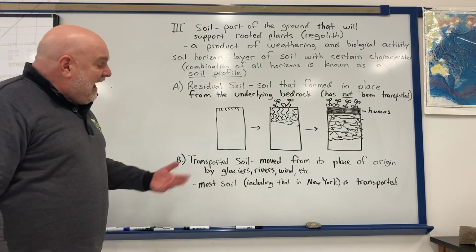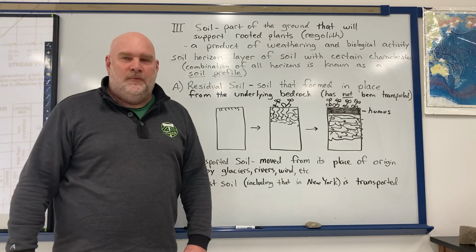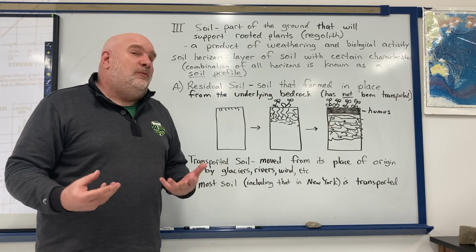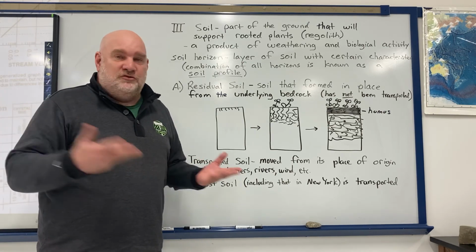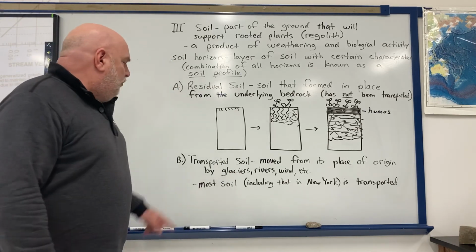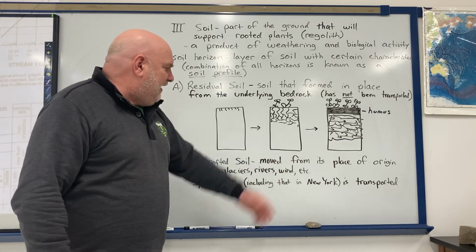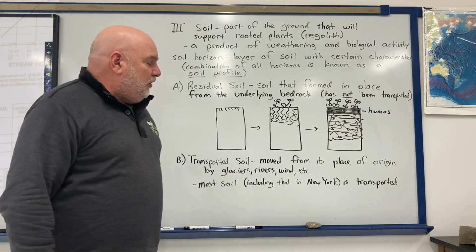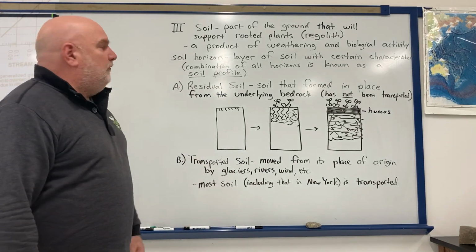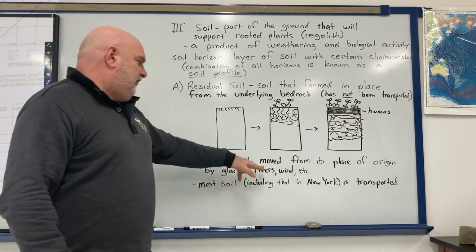So in New York State, a lot of the soil we have is just a lot of this mixture of junk that the glaciers left here. So that's why you can dig up and find rocks that like really don't belong here whatsoever because they didn't form here as the glaciers dumped them here. So the rocks don't match the surroundings. Right? So transported soils are moved from its place of origin by glaciers, rivers, winds, etc. Most soils, including those in New York, are transported. All right? So that's how you get soils. All right? And remember that soil is a product of weathering or erosion if it's transported. All right?